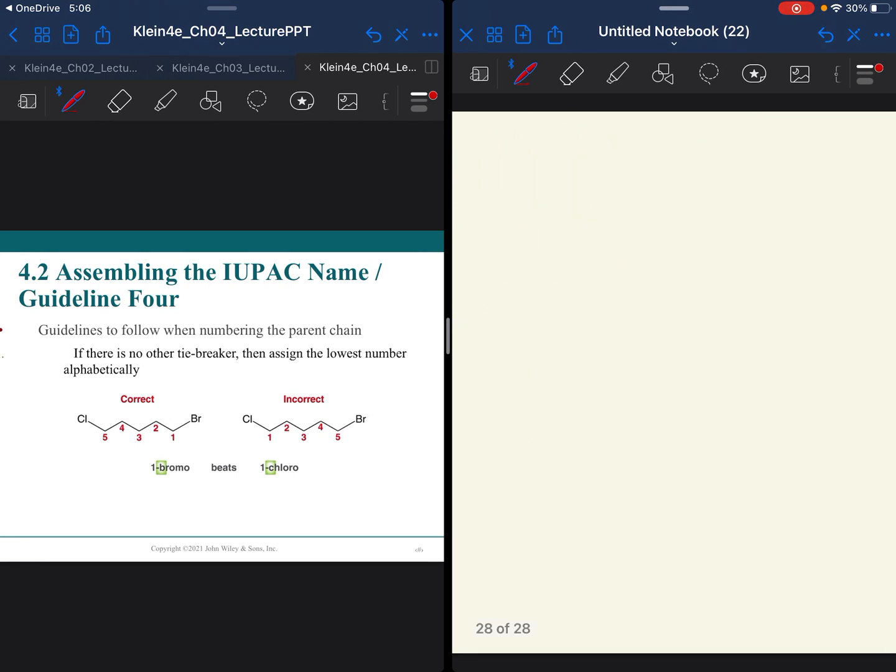And so when we look at this over here, I've got pentane, right? And no matter which way I number, left to right, I have something at 1 and something at 5. So if everything else is the same, the final tiebreaker is the alphabet. In this case, you would put the bromo first because B comes before C. So this would be 1-bromo-5-chloropentane. Now, again, that only matters if everything else is equal.